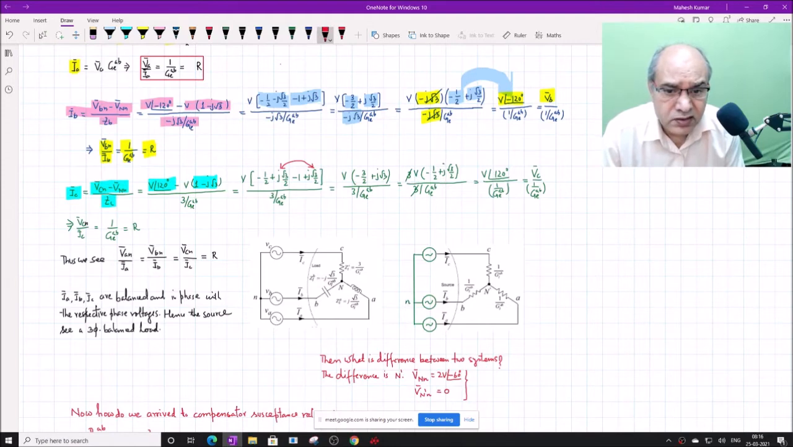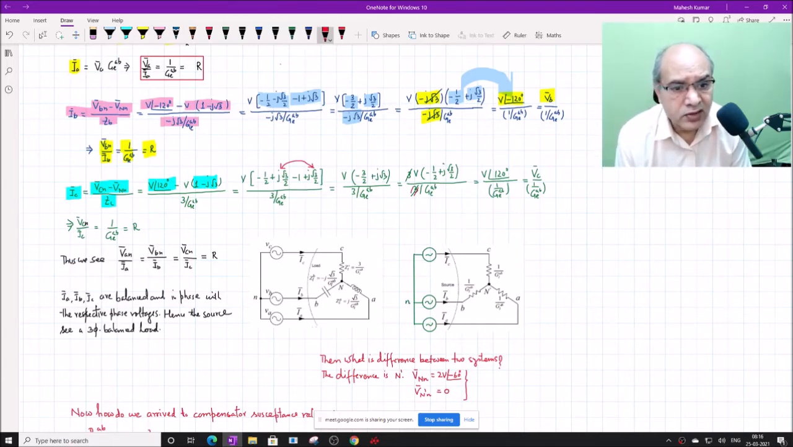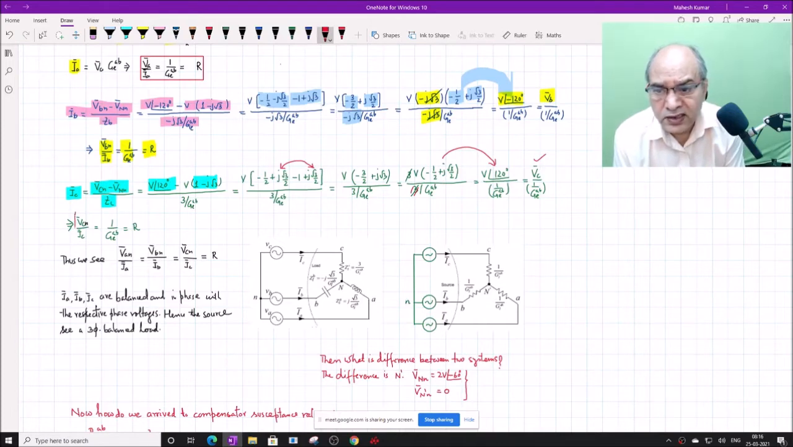Again we take common, this time 3 common. We want to cancel this part of the term, so we take 3 common, then it becomes minus half plus J root 3 by 2, and this is nothing but angle of 120 degree. So this becomes again BC. So we also see that BC by IC is equal to R.